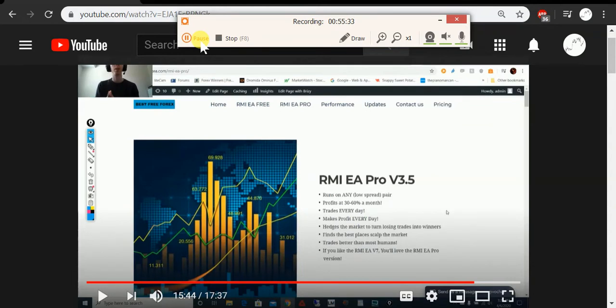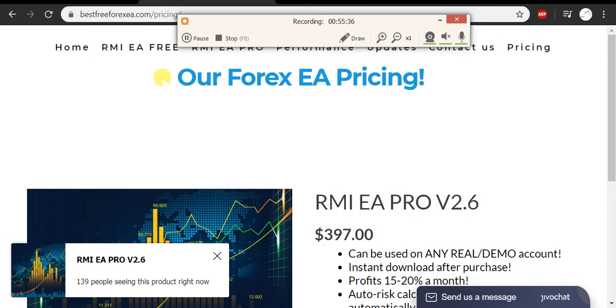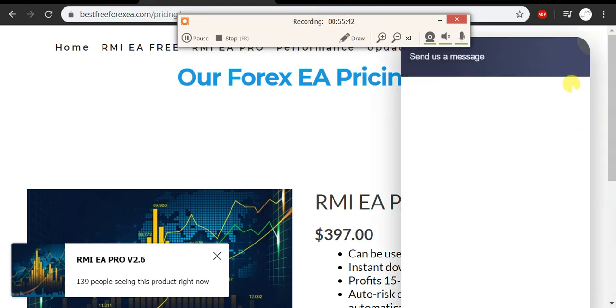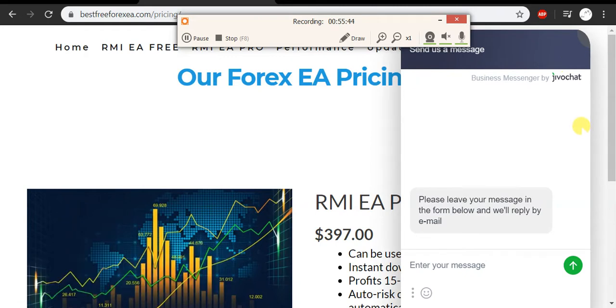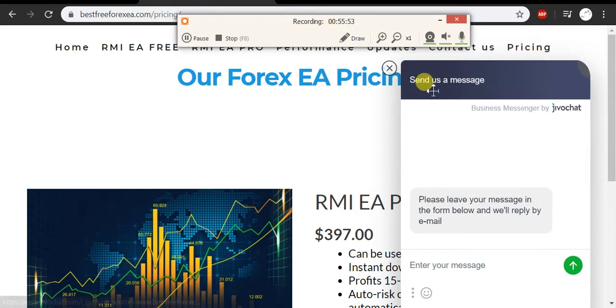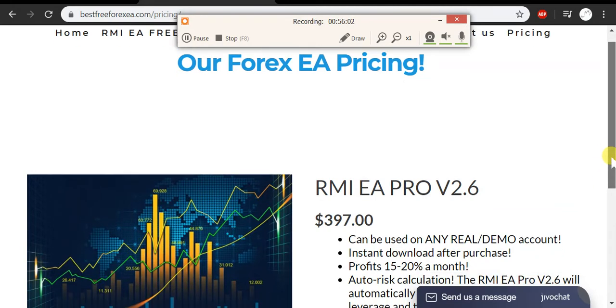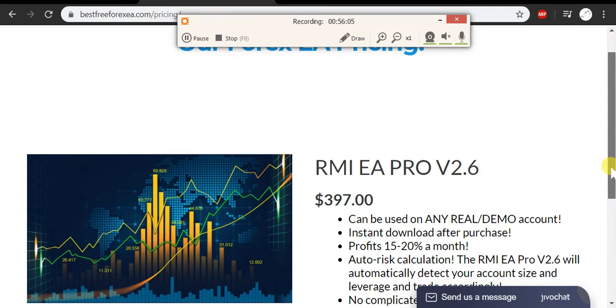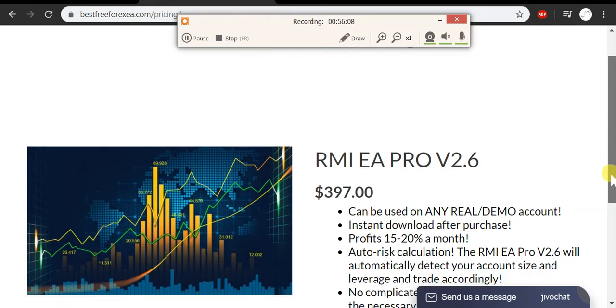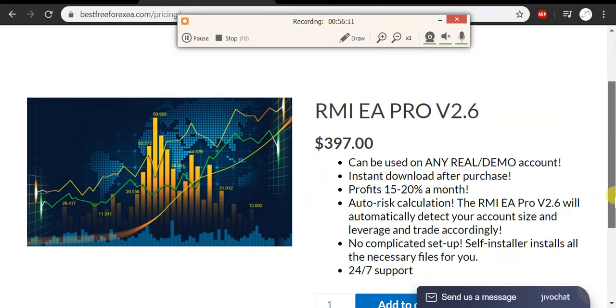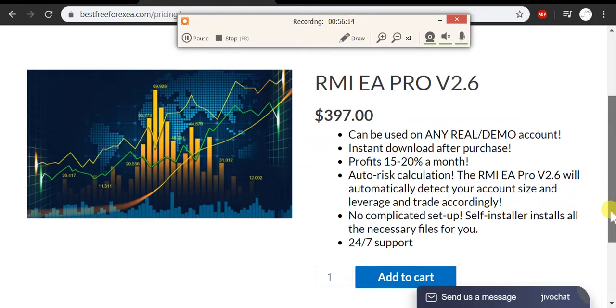How much does this thing cost? Let me take a look at his. Okay, that's a lot more expensive than I thought it'd be. So, oh gosh, I don't know. Yeah, so I hope I can run this free one because there's no way I'm going to pay $397 for a robot. Can be used on any real demo account. Really? Instant download after purchase. Profits of 15 to 20% a month. That's weird. Should be like 100%, shouldn't it?